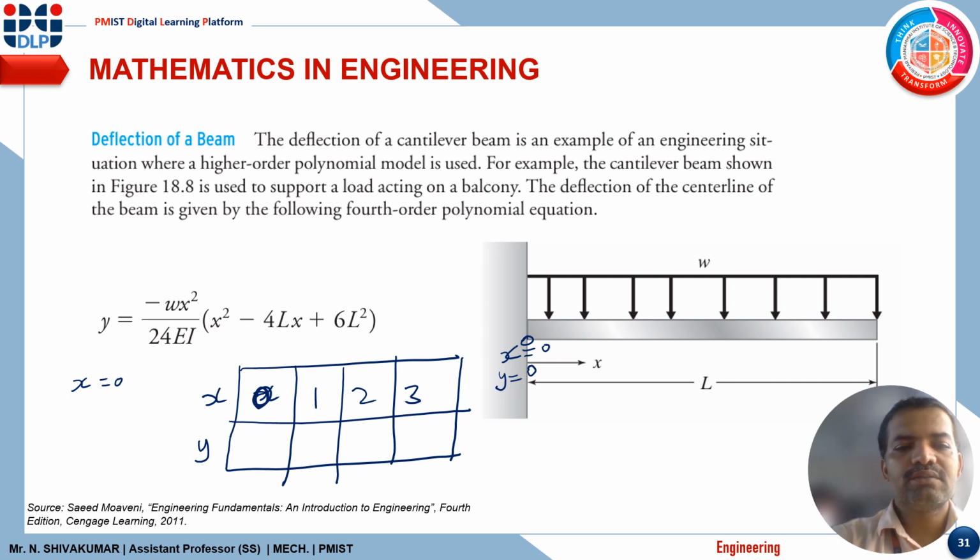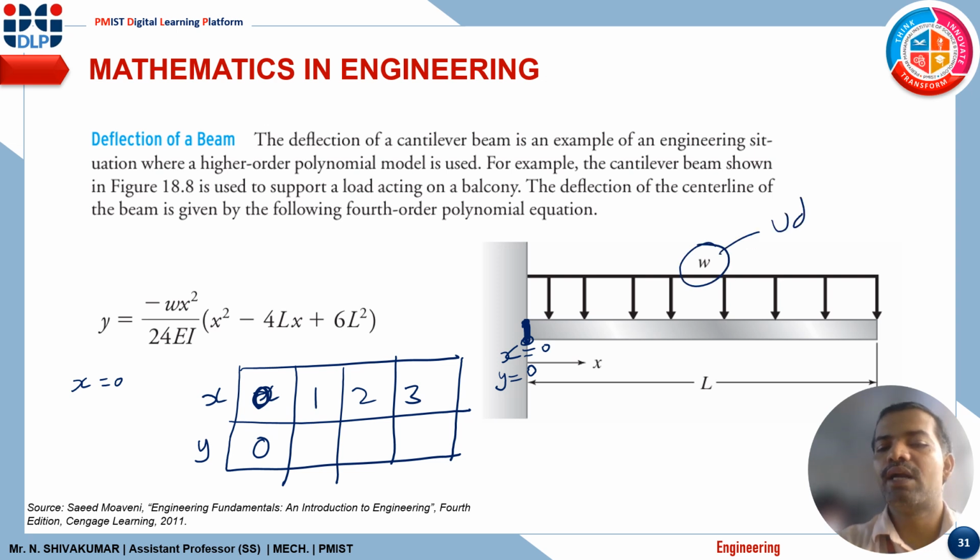So 6l square. Again here we have x equal to 0 minus w into 0. Anything multiplied by 0 automatically becomes 0. So what is the value coming here? It is 0. Since it is a fixed end, there is no deflection measured at this point, where x equal to 0. What is y? Y is deflection. What is w? It is uniformly distributed load.